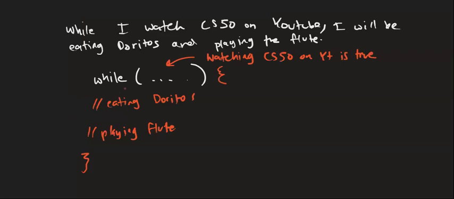If I keep on watching CS50 on YouTube, that might not be healthy after a long time. But if I keep on doing that forever and ever, I'm going to keep on eating Doritos and playing the flute. It's an interesting life to lead. That would keep on happening again and again until I stop watching CS50 on YouTube, which would be a difficult task because it's quite addicting. Then I would stop eating Doritos and stop playing the flute, and I would move on with my life. In this situation, I would move on with the code.